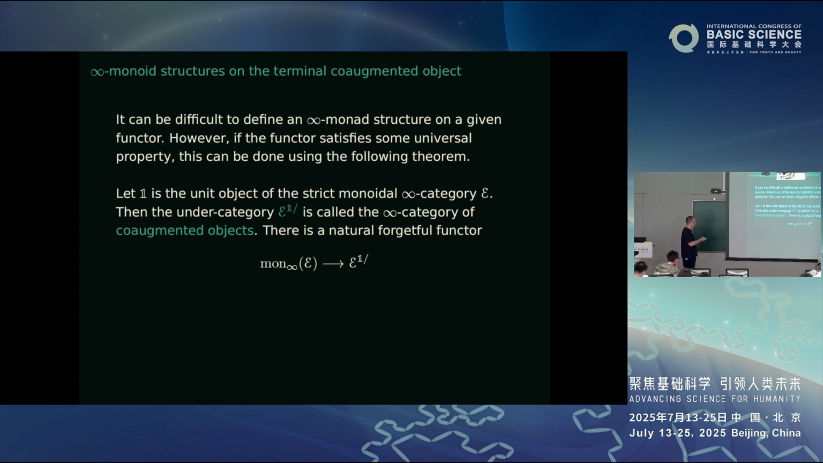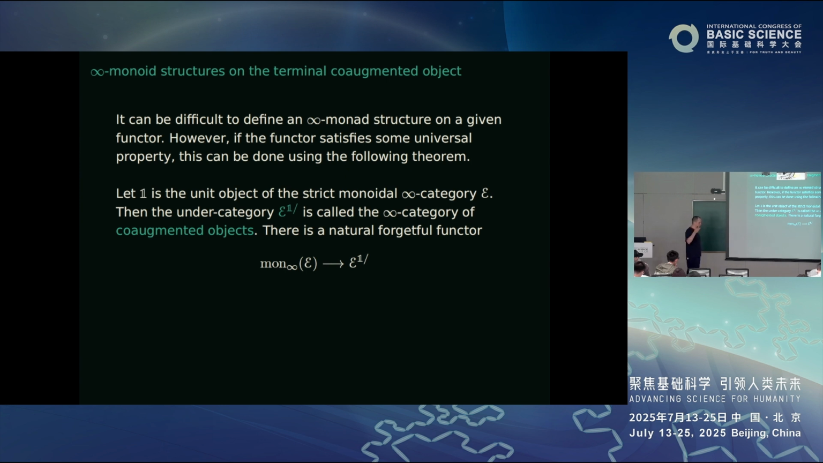And we denote by this the category of co-augmented objects, which are just objects of E equipped with the map from the unit object. And of course, we have the forgetful functor from the category of infinity monoids in E to the category of co-augmented functors. And this is a very nice functor. It is not just an inner fibration, but it is also an isofibration and moreover a conservative isofibration, and all fibers of these functors are Kan complexes.